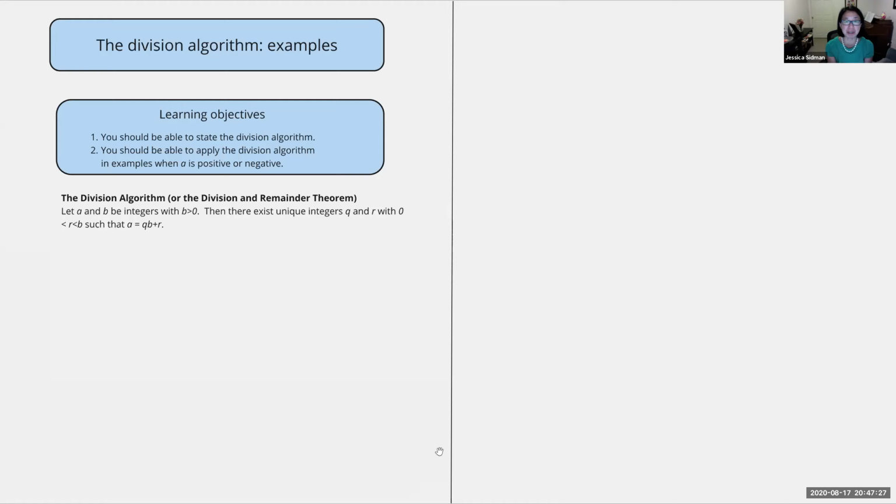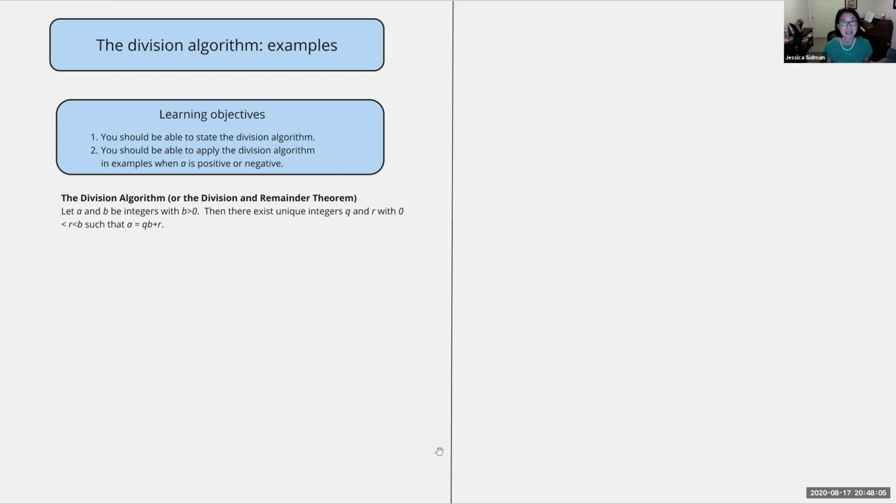Right, so we have this general notion of divisibility, and what we're going to talk about today is the division algorithm, which is going to allow us to split the integers into finitely many sets, depending on the remainder when I divide by a positive integer b, okay? And so here the learning objectives are that we should be able to state the division algorithm, and we should be able to apply the division algorithm in examples when the number a is positive or negative.